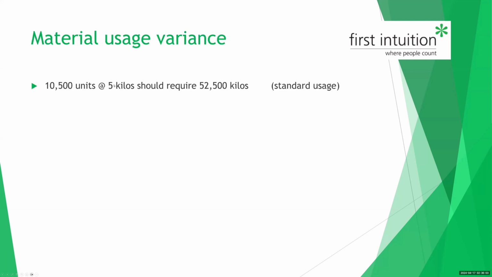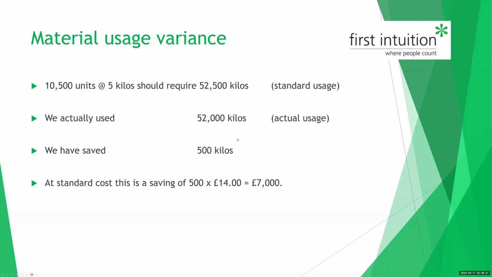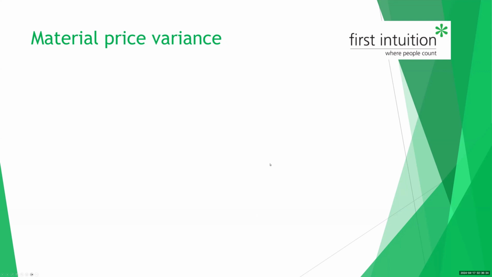10,500 units at 5 kilos, we should need 52,500 kilos. Notice that's not the budgeted amount of material because we've made more units. We actually used 52,000 kilos, so immediately we can see we've saved 500 kilos, and at standard cost of £14 a kilo, we have saved £7,000, and it's good news. Therefore, a favourable usage variance, £7,000.